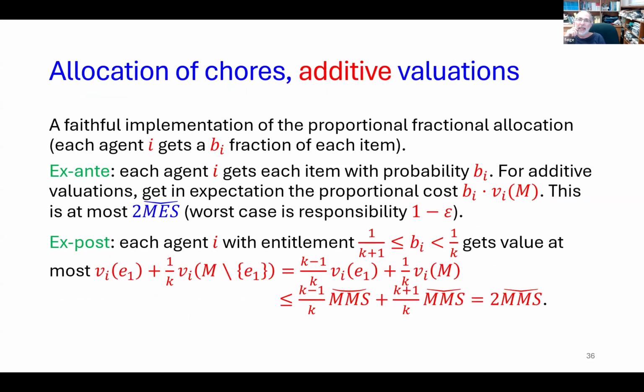So the faithful implementation that we'll do will start with a proportional fractional allocation in which each agent i gets a b_i fraction of each item. In this allocation, each agent gets exactly her proportional share. So in a faithful implementation, ex ante, she'll also get exactly her proportional share. And ex post, she'll get her proportional share up to one item. And it takes some little computation to show that this is not more than twice her MMS share, even after rounding down her entitlement.